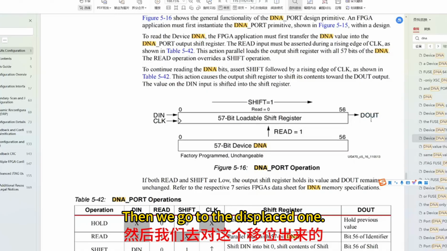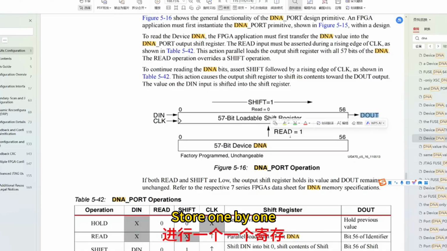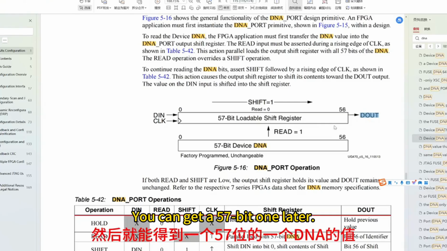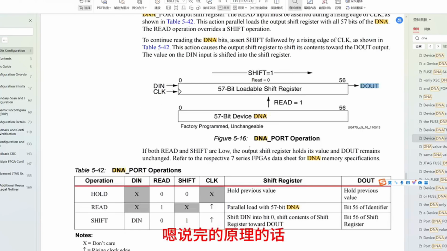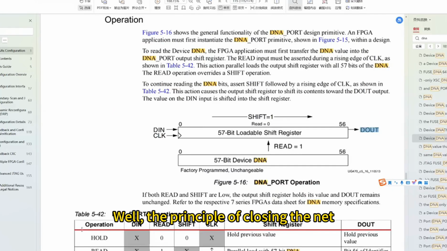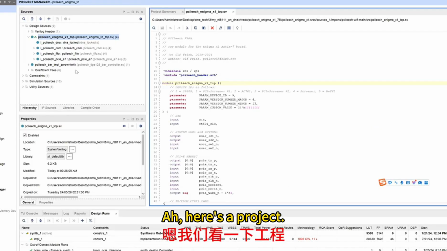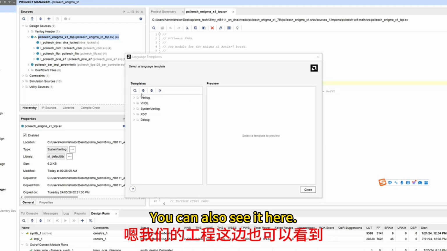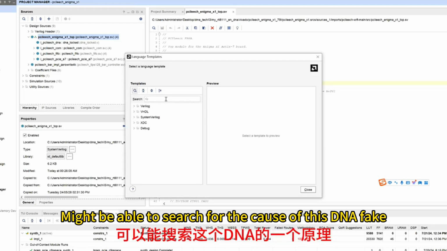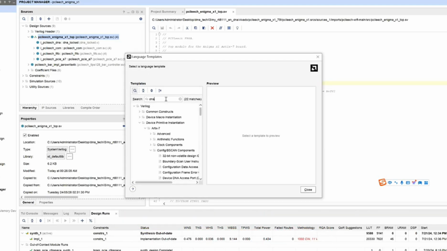The DL signal is stored bit by bit, so you can get the 57-bit value of the DNA. This is the value for this chip. Here is a project, and in our project we can also look up the primitive's usage.